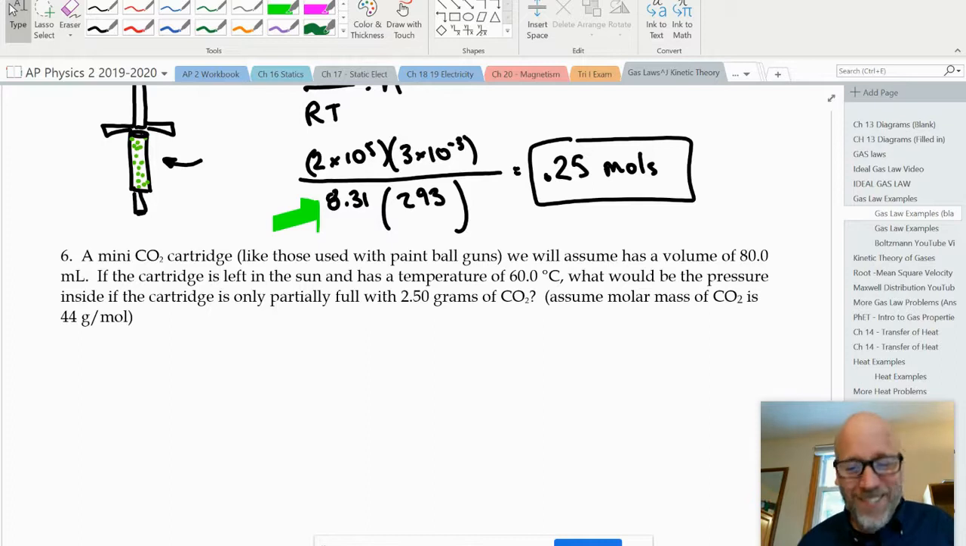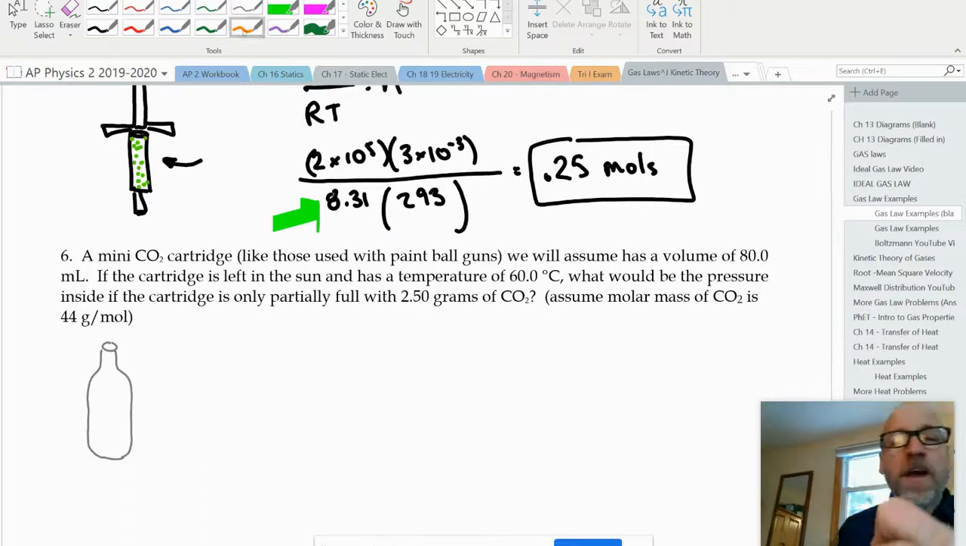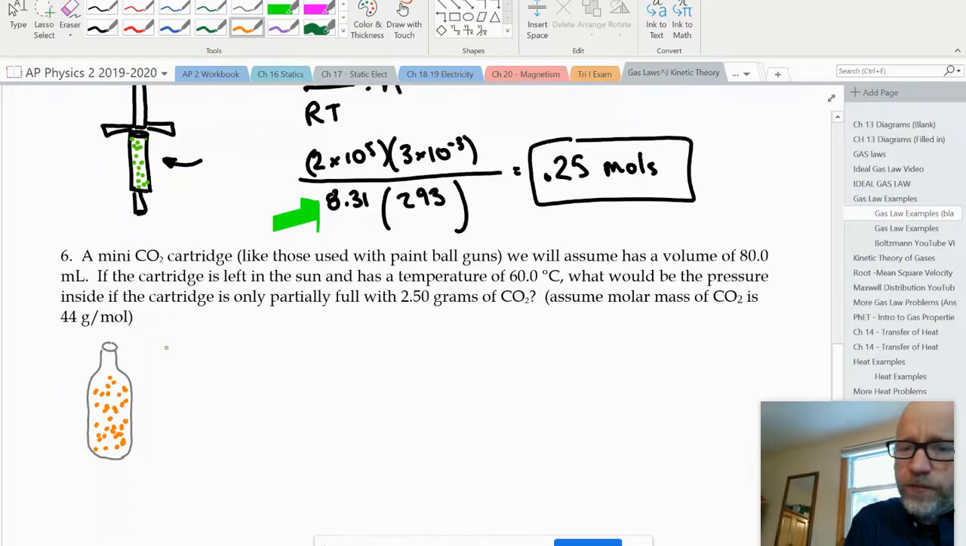So number 5 is easy, and number 6 is not. There's all sorts of things going on here. What the heck? So you know what I'm going to do? Stall. There's a picture. And we've got carbon dioxide bouncing around inside. All right. And it gives me some information. Let's see what we've got.